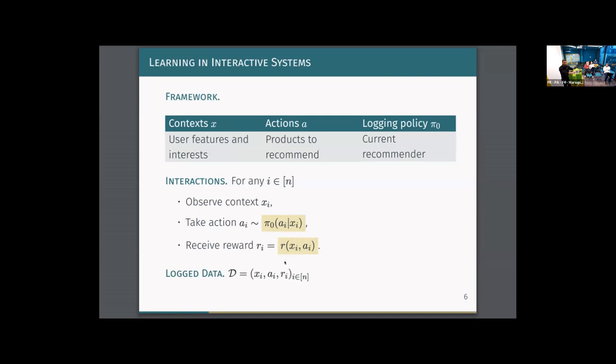The thing is that we don't have the rewards for all actions. So we don't know what would have happened if we recommended another product. We only know the click for the recommended product. And this makes learning very difficult because if our pi zero, our logging policy, our current strategy, focuses so much on a very small subset of actions, our data will be very sparse. We won't have all the catalog of products in the data. We will have a very small subset of actions, and learning becomes very hard because of that.